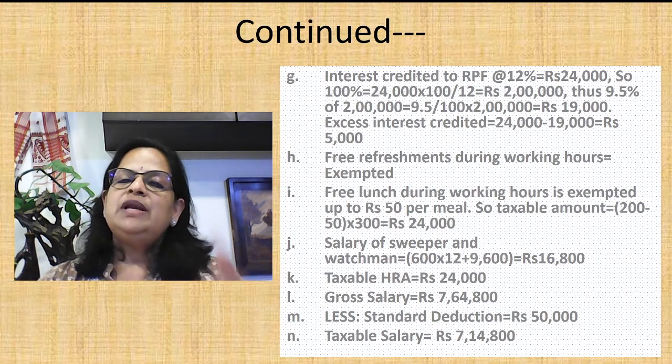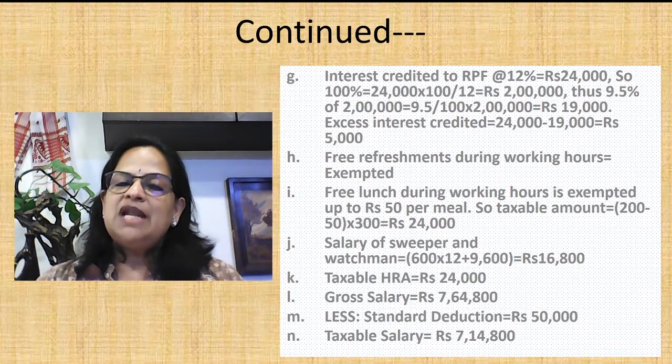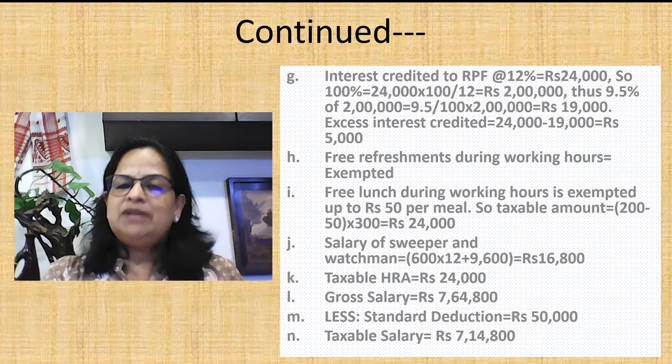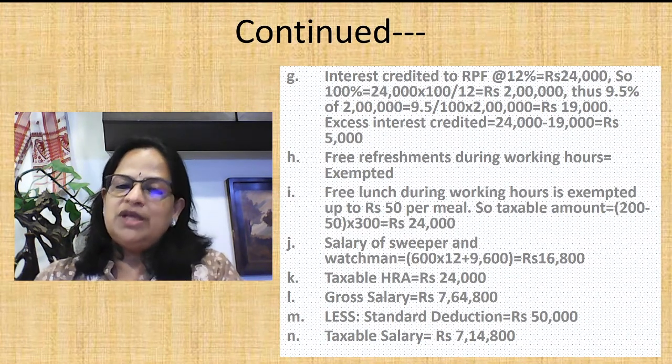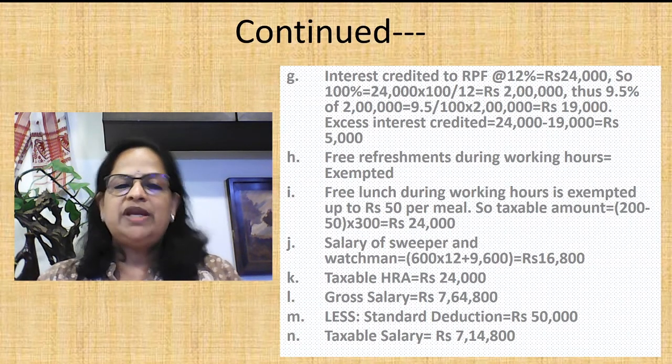Lunch, free meal only up to 50 rupees per day is exempted. If they are spending more than 50, it will be taxable. Salary of sweeper and watchman: I told you one salary, 600, is given per month. Watchman salary is given for the year. So 600 into 12 plus 9,600, 16,800.